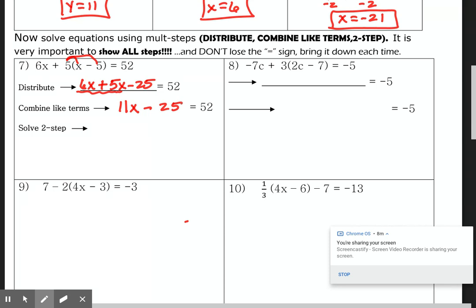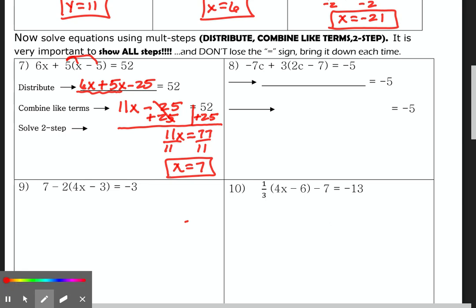Now it's a two-step equation, just like we did above on problems 4 through 6. So I have a variable, a constant, and a constant. Let's get that negative 25 over to the other side. So I'm going to add 25 to both sides. Those cancel, so bring down my 11x equals 52 and 25 is 77. We're going to divide by 11, and 77 divided by 11 is 7. So x equals 7 is the final answer on that one.